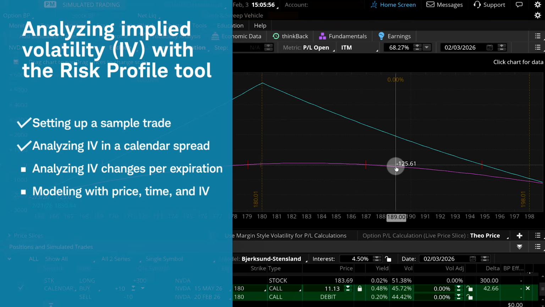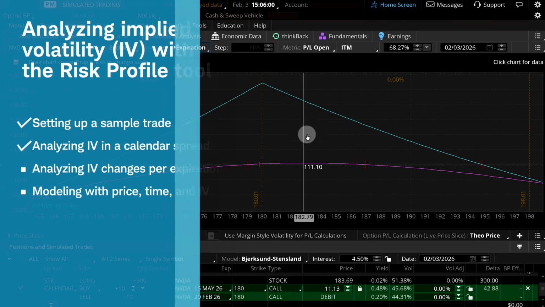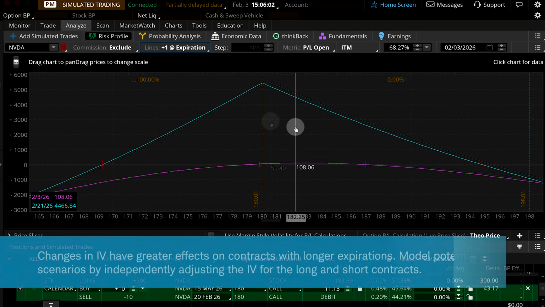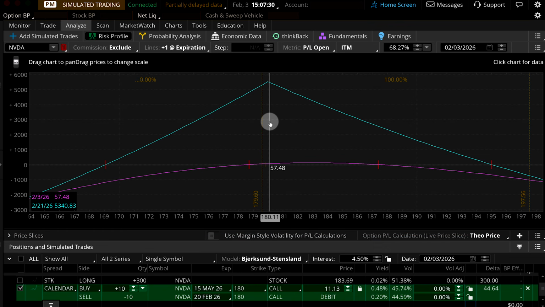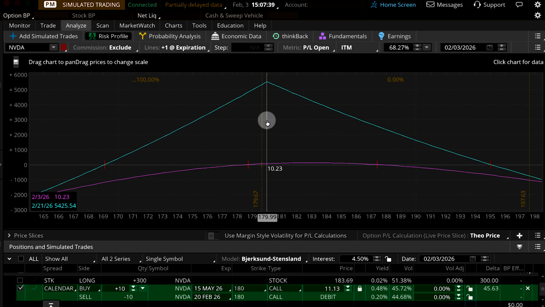The more time involved, the greater the range that the stock can move, and thus the greater change in implied volatility. So let's take a mental note here on where we're at on the trade based on the current volatility, which has the volatility on our long leg at about 45.7% and our short leg at about 44.6%. Right now on this trade come expiration, we're up about $5,400.